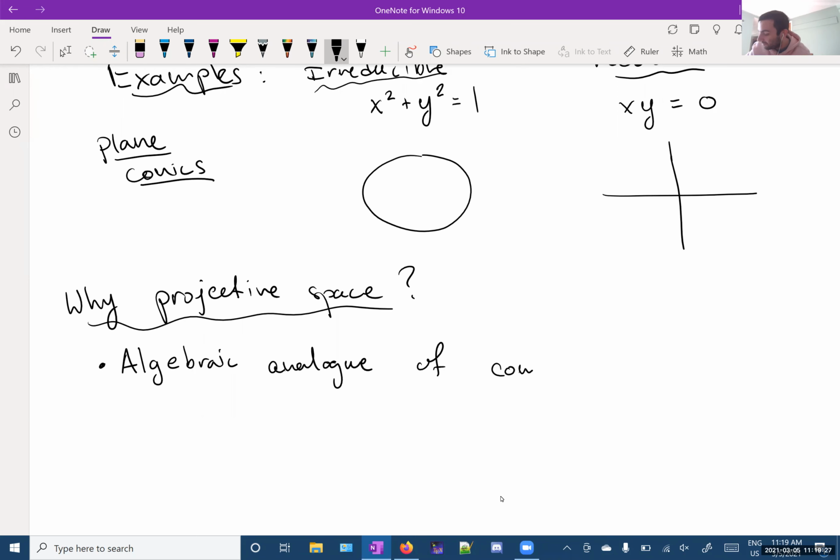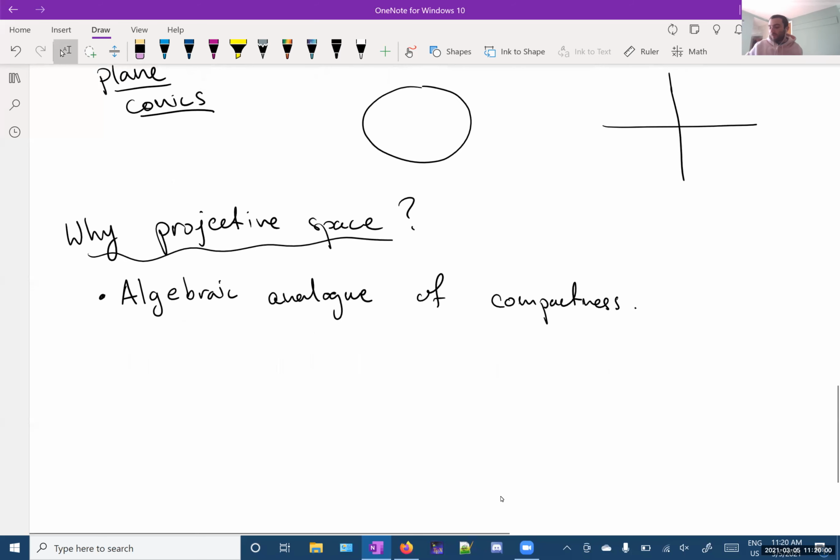Of compactness. Okay, we have a lot of very nice results that hold only for projective varieties that are similar to compactness results we have in topology. So for example, if I defined a map between two algebraic varieties, then the image of a projective variety is always a projective variety. Similarly to how the image of a compact set is always compact, right? So we don't really need to worry about things going off to infinity because we always have our points at infinity or our lines at infinity and so on.